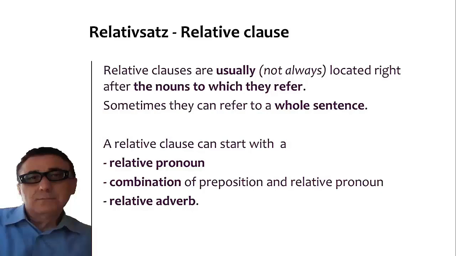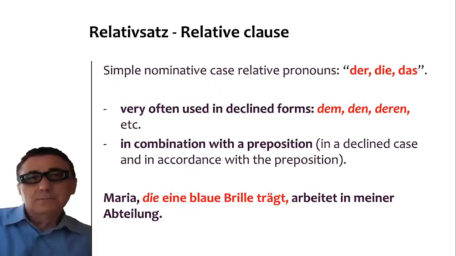Now we can go on with relative pronouns. Simple nominative case relative pronouns are der, die, and das. These pronouns are very often used in declined forms, like in accusative, genitive, or dative forms. And they convert to dem, den, or deren, according to the grammatical case of the word.